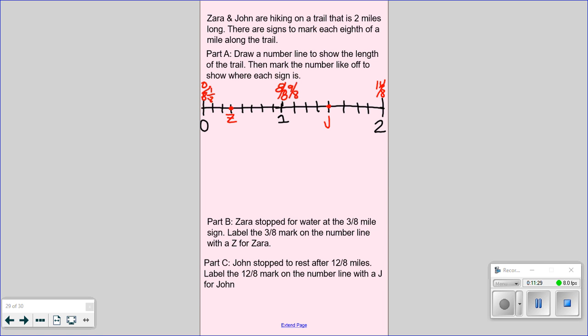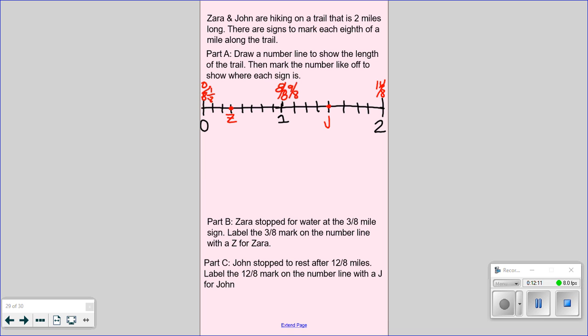Sure. Issa, what do you notice? I noticed that they separated. They did separate a little bit, yep. Who went farther before they had to take a break? Emma, who went farther before they had to take a break? Yeah, John went over a mile before he had to take a break and rest. Zara went a little under halfway of a mile before she had to get some water.